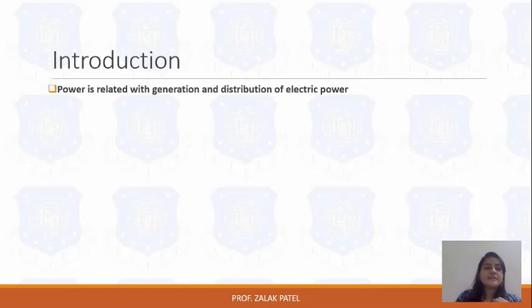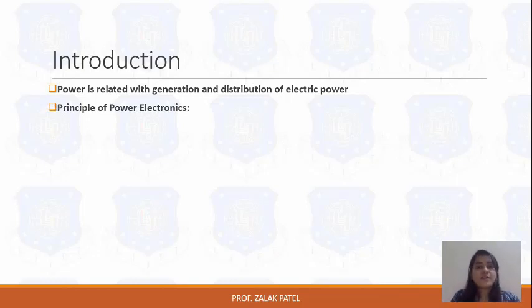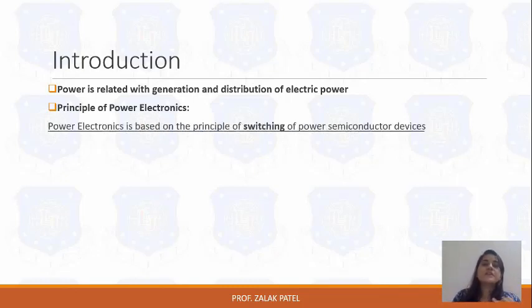First of all, let's see that what do you mean by power. Power is basically the generation as well as the distribution of the particular power, electric power. Here the main principle of the power electronics is based on the switching purpose. Now what do you mean by switching? So switching is the transmission from one state to another state, that is called as switching.